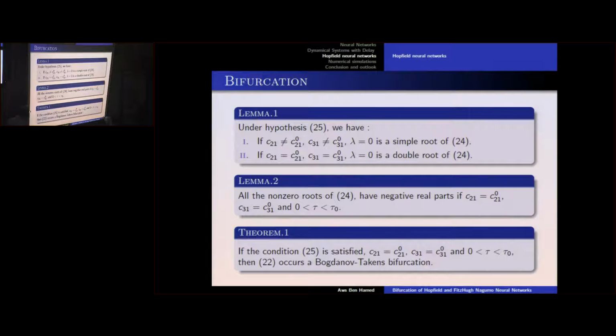First theorem. If condition 25 is satisfied, then a Bogdanov-Takens bifurcation occurs in our system.